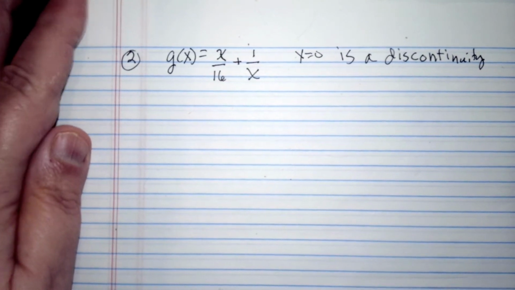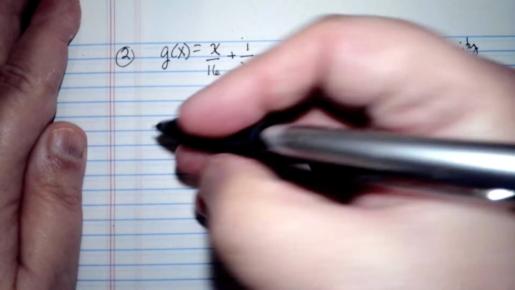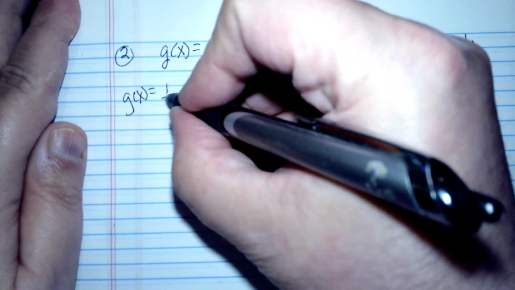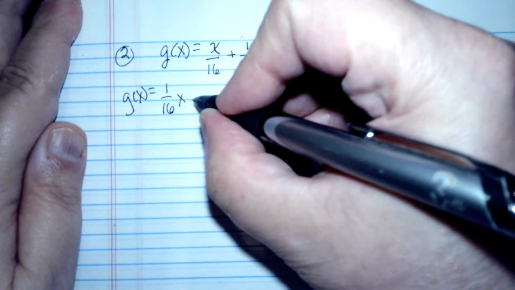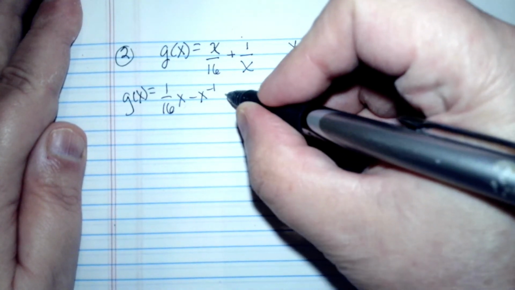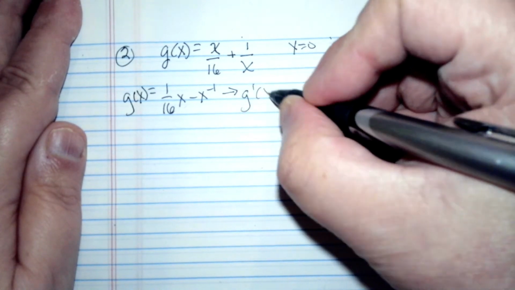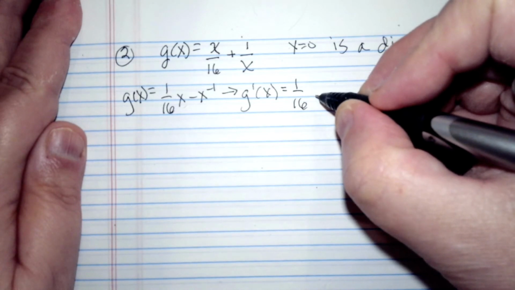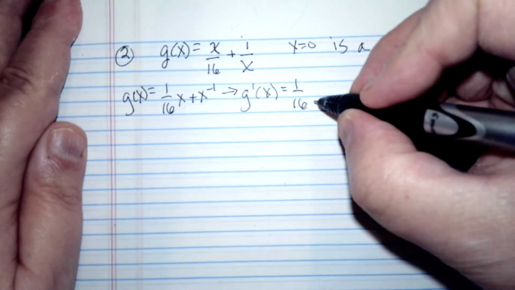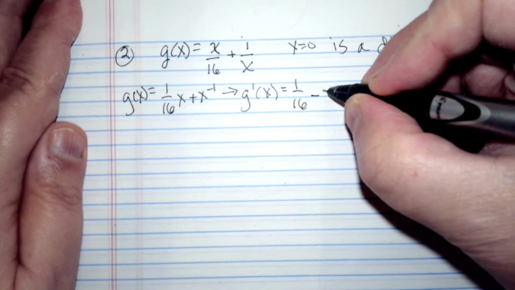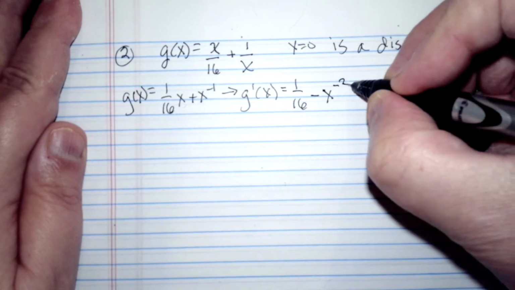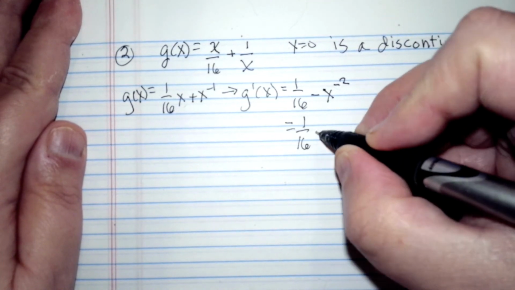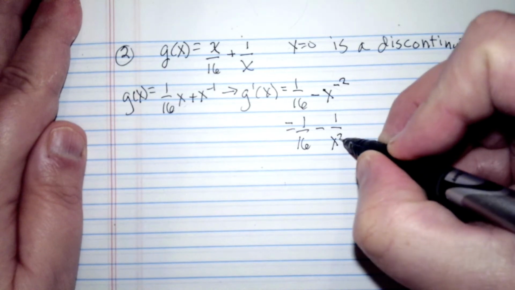Alright, so we found our discontinuity. Now we need to differentiate. So I'm going to rewrite the function as 1/16 x plus x to the minus 1. And then that tells us that the derivative is 1/16. That should be a plus. Minus x to the minus 2. Or 1 over 16 minus 1 over x squared.